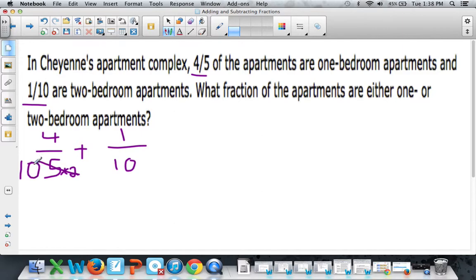Whatever we do to the bottom, the denominator, we must do to the top. So let's do 4 times 2 up there, because we did times 2 down there. 4 times 2 is 8. Now we're ready. The denominators are the same. 8/10 plus 1/10 equals 8 plus 1? Simple. 9/10. Slam, blam, thank you ma'am. Moving on.